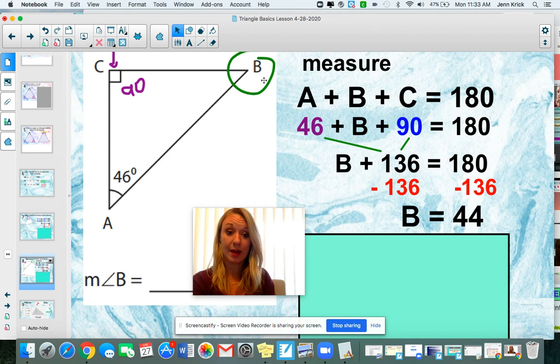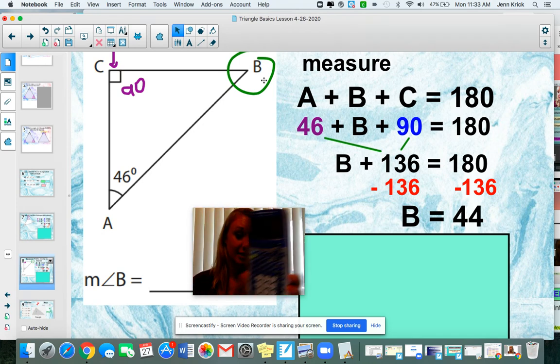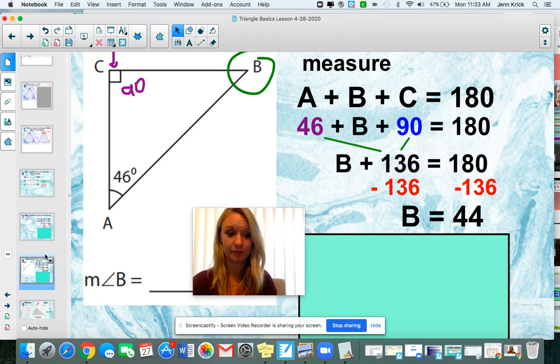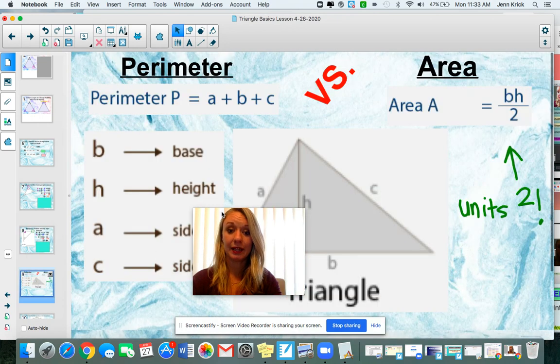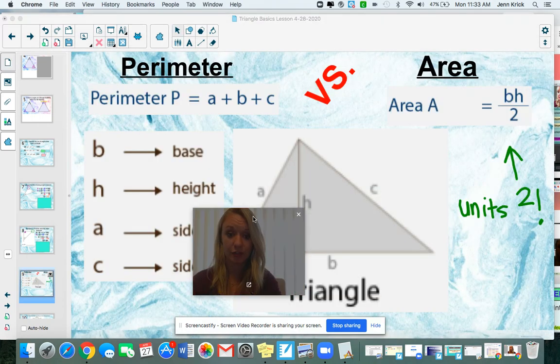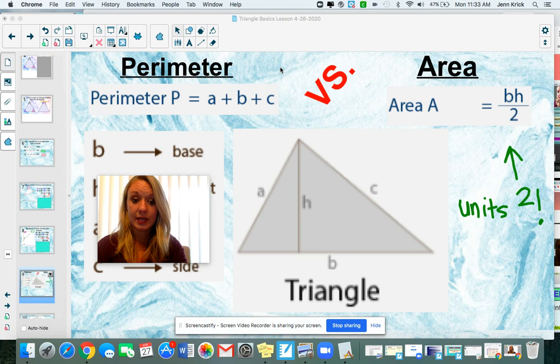You can prove that by adding all three together. So you've got 44 plus 46 plus 90, and you get 180 degrees. So you did it. Now, let's go into something a little bit more geometry based here. We can also use triangles to find perimeter and to find area. Remember that perimeter just means that you're adding up all of the side lengths. So if I showed you this triangle here, that means we would add up A plus B plus C. Perimeter, we just add up all of our side lengths.